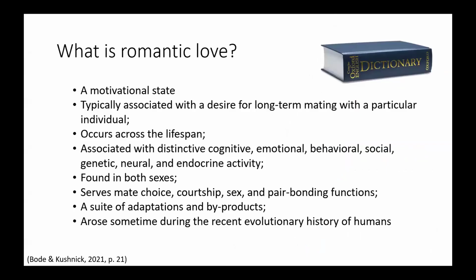So what is romantic love? Bowden and Kavanagh defined romantic love as a motivational state typically associated with the desire for long-term mating with a particular individual. It occurs across the lifespan and is associated with distinctive cognitive, emotional, behavioral, social, genetic, neural, and endocrine activity in both sexes. Throughout much of the life course, it serves mate choice, courtship, sex, and pair bonding functions, and it can best be described as a suite of adaptations and byproducts that arose sometime during the recent evolutionary history of humans.